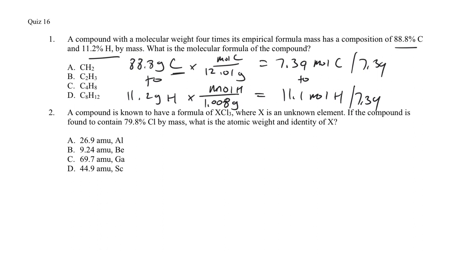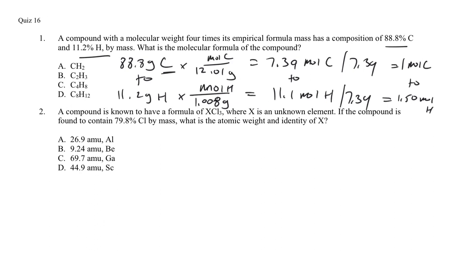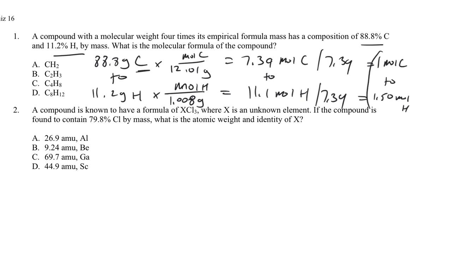That gets me 1.5 moles of hydrogen present. Now I divided carbon by itself, so that's 1 mole. So for every mole of carbon, I have 1.5 moles of hydrogen. Closer to whole numbers, but still not a whole number. When I get to this point, I start thinking multiples. I need to multiply by a whole number. If I multiply by anything other than a whole number, carbon's not going to be a whole number anymore. So I've got to go by whole numbers.